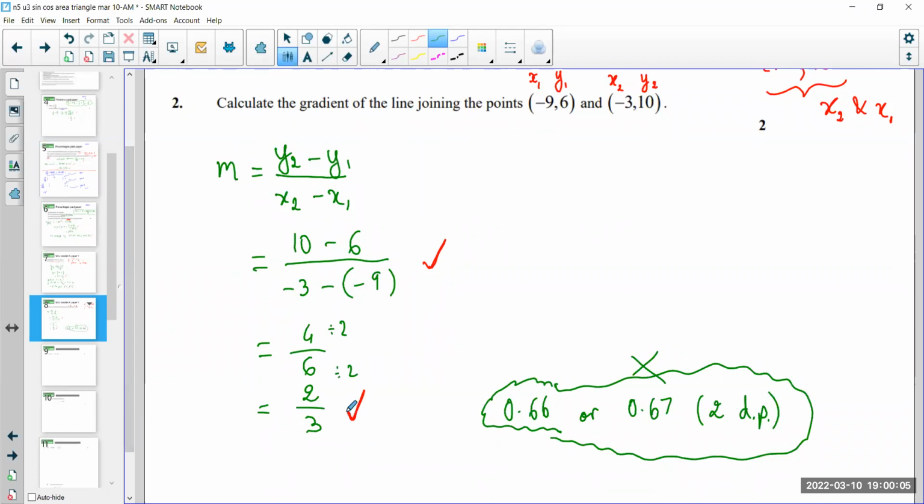Any questions? Anyone wondering why 0.66 doesn't give you a mark? Why do you think I didn't give 0.66 a mark for this one? Why do you think 0.66 is wrong? Because gradients can be like a fraction and be accurate. So it could be accurate, yeah.